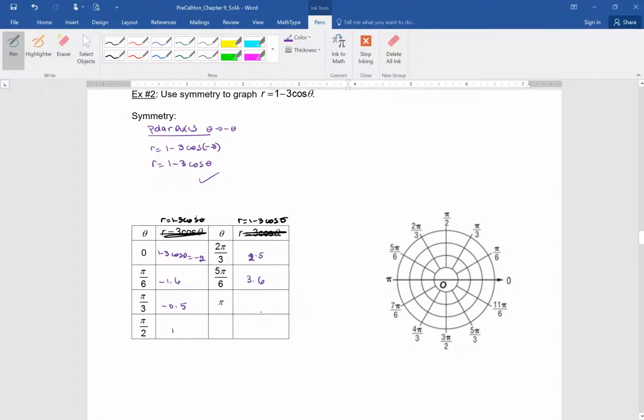At 0, we're at -2. So here, -1, -2. Okay, remember at 0, we're on the opposite side because it's a negative. At pi over 6, it's -1.6. So this way, -1, -1.6. And then what about at pi over 3? It's -0.5.